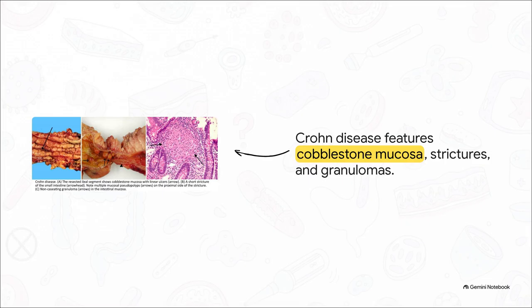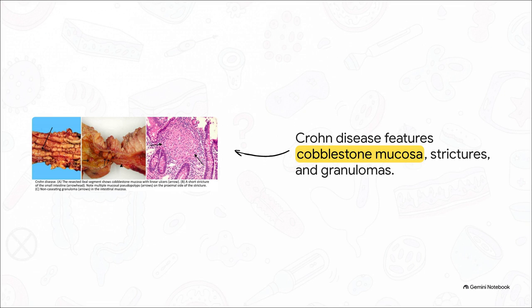And microscopically, well, the absolute holy grail of a Crohn's diagnosis is the non-caseating epithelioid granuloma. Now keep in mind, these are only found in about 35 to 60% of cases. So actually, their absence doesn't rule out Crohn's. But if they are present, that is a massive slam dunk diagnostic clue.